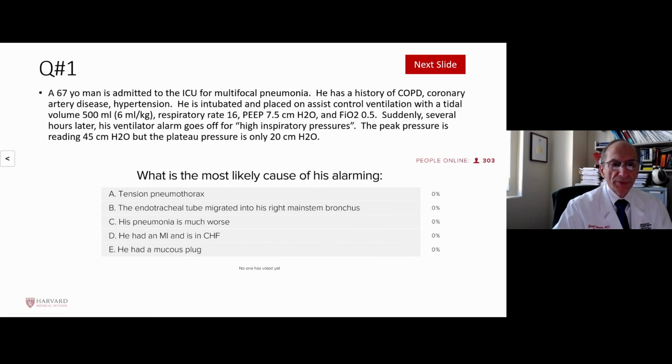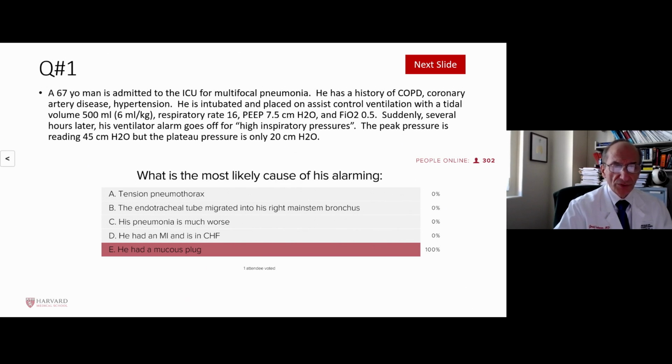He's intubated and placed on assist control with a tidal volume of 500, which is approximately 6 mLs per kilogram. So that's lung protective ventilation. His respiratory rate is 16, his PEEP 7.5, and his FiO2 0.5. Suddenly, several hours later, his ventilator alarm goes off for high inspiratory pressures, and the peak pressure is reading 45, but the plateau pressure is only reading 20. So what's the most likely cause of this alarm?